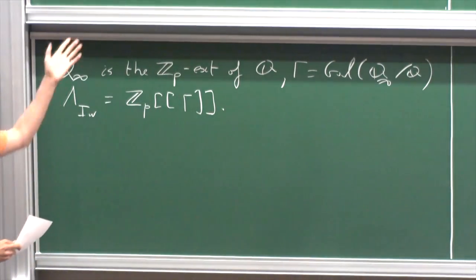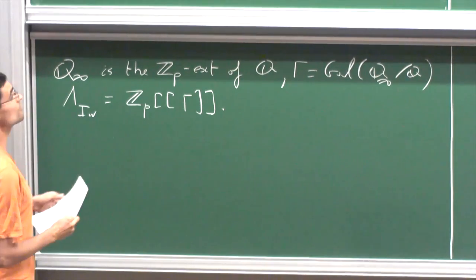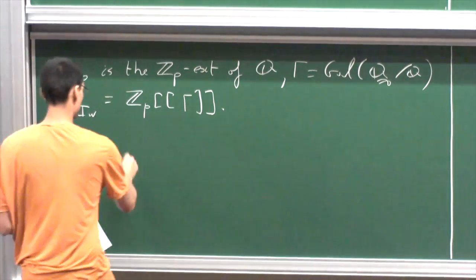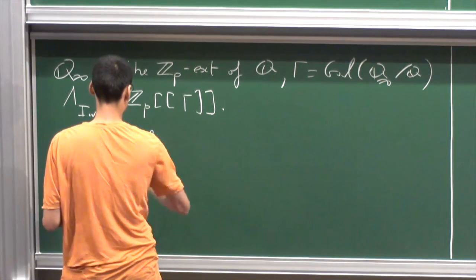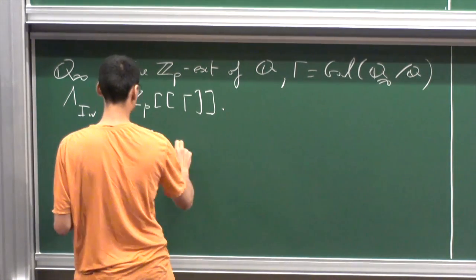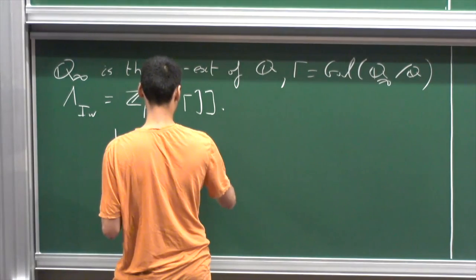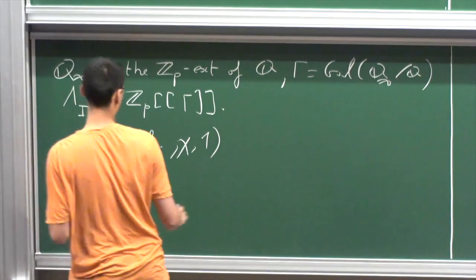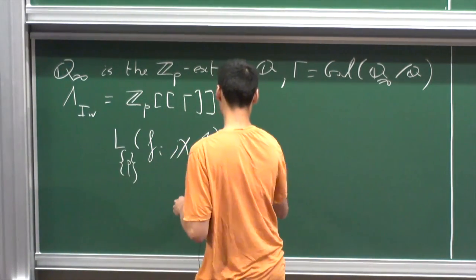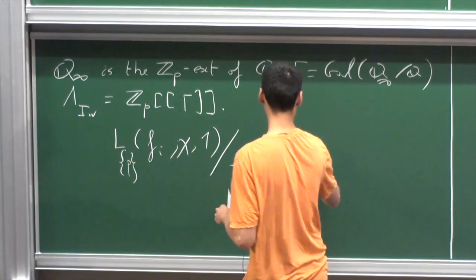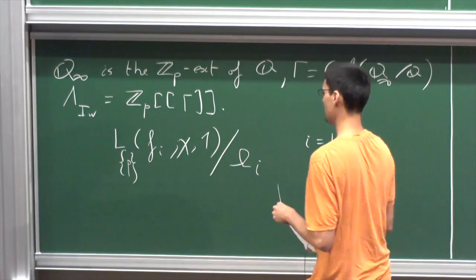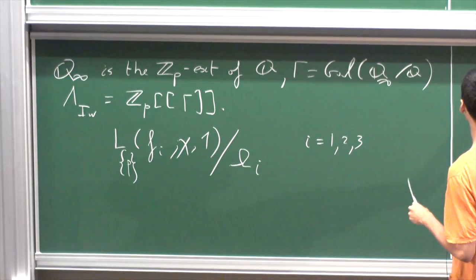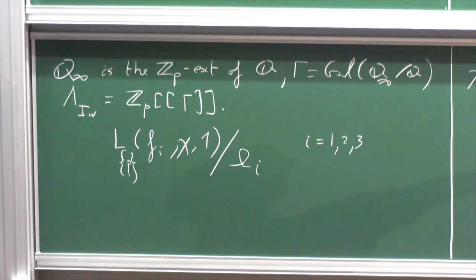And we will be interested in the variation of the special values of this L-function. So more precisely, we consider the L-function of F_i, twisted by some character chi, evaluated at 1. And because I'm interested in p-adic variation, I will remove the Euler factor at p, and I will quotient by some period. And here, chi is a finite order character of Gamma.